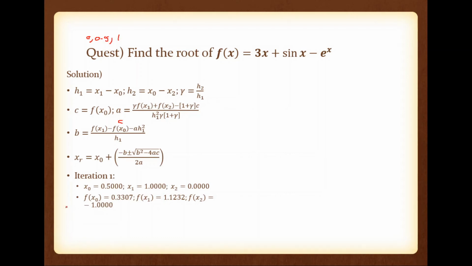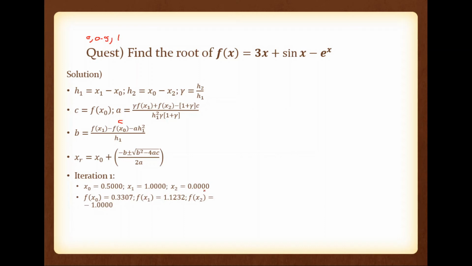What is the value of A? A is this equation. The important thing is, in order to find A, first we have to complete this step, that is, we have to find h1, h2 and gamma. Without that we can't find A and B. So what is h1? h1 is x1 minus x0. x1 is 1 minus x0, that is 0.5. So h1 is 0.5000. Right? x1 minus x0. Now what is h2? h2 is x0 minus x2. x0 is 0.5000. x2 is 0.0000. So what about h2?